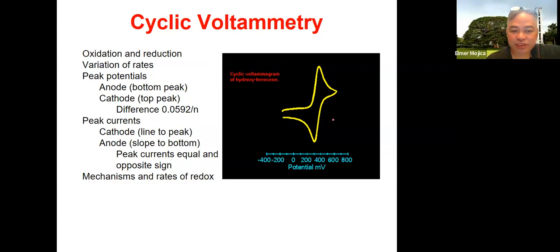If you look at the peak potential, you have the anodic peak current, the one here, and then the cathodic peak current that you have here on top. There's always a difference of 0.0592 divided by the number of electrons. So that's the Nernst equation. Usually the peak currents are equal, but of opposite sign. And the thing that you learn here is the mechanisms and the rate of the redox reaction. So it's really useful.